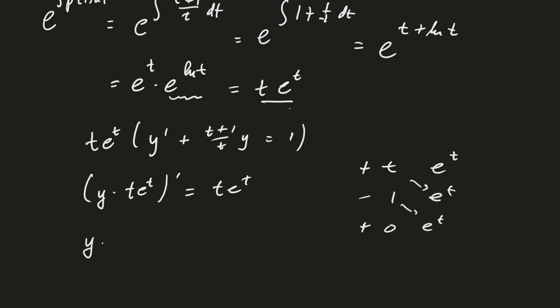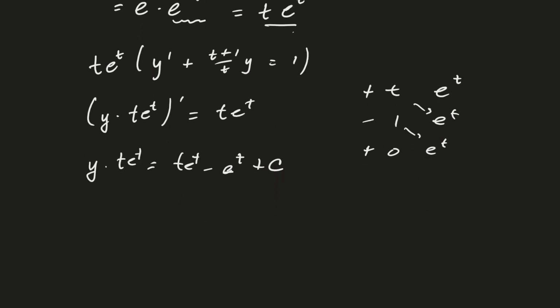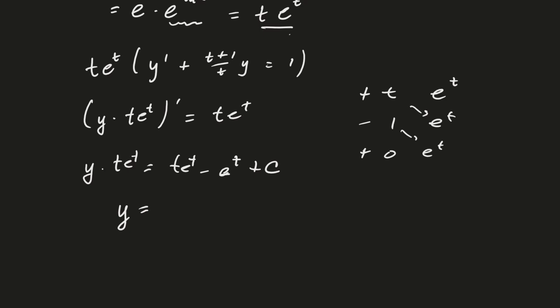So y times te to the t is equal to t e to the t minus e to the t plus c. Good. And now we have our solution. Y equals 1 minus, what is that going to be? 1 over t plus, how do you want to write it? C over t e to the t.